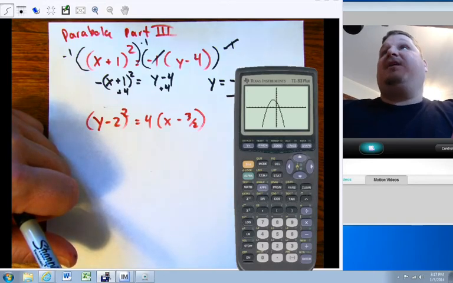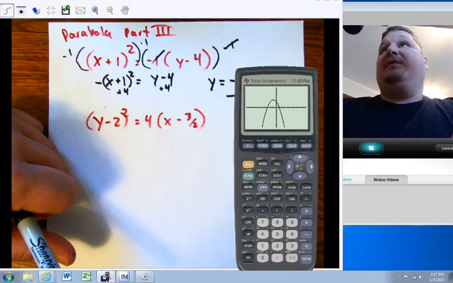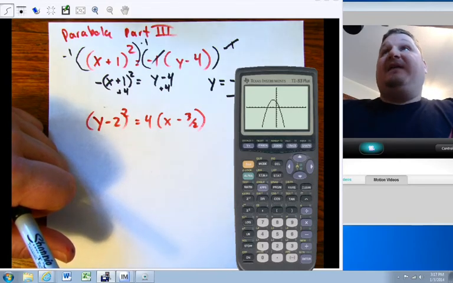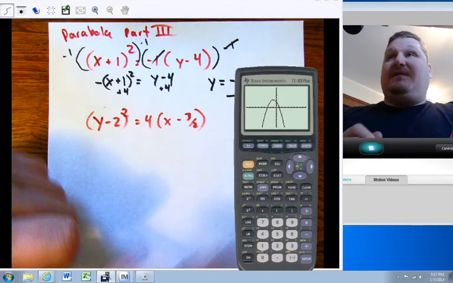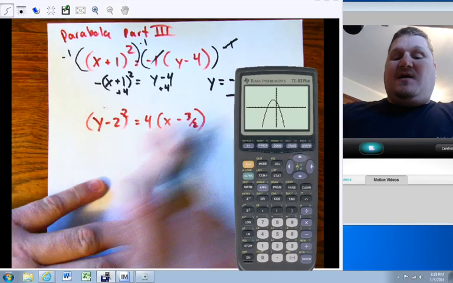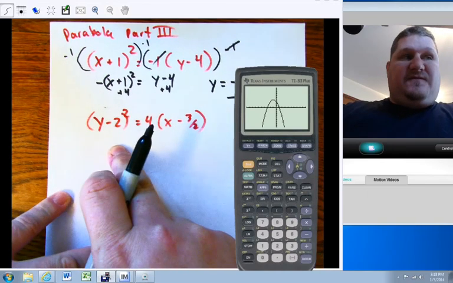We move back 1, we go up 4, it is pointed down, and here we get to see how wide or skinny the graph truly is. So, with that, that's how you graph. Now let's go ahead and graph the other one. This was easy because it was easy to solve for y. This one, on the other hand, somewhat more difficult.